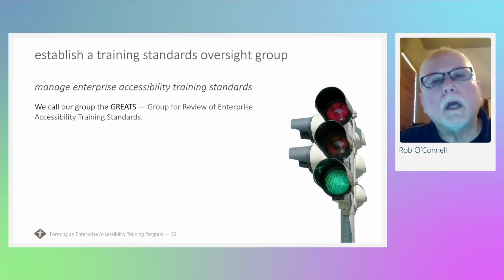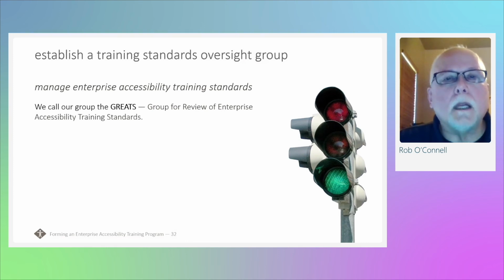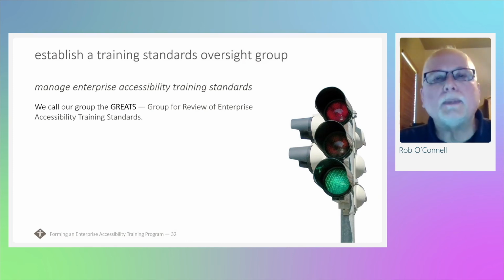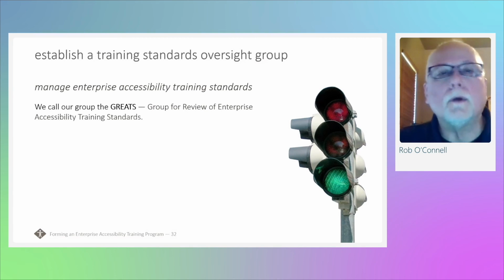you've got some kind of regular, sort of authoritative body that can look at those materials and get a report on where was the alignment, where were the gaps, and are you remediating those gaps on a recurring basis, and then provide a record or report of the approvals that were made. We called our group the GREATS, the Group for Review of Enterprise Training Standards.